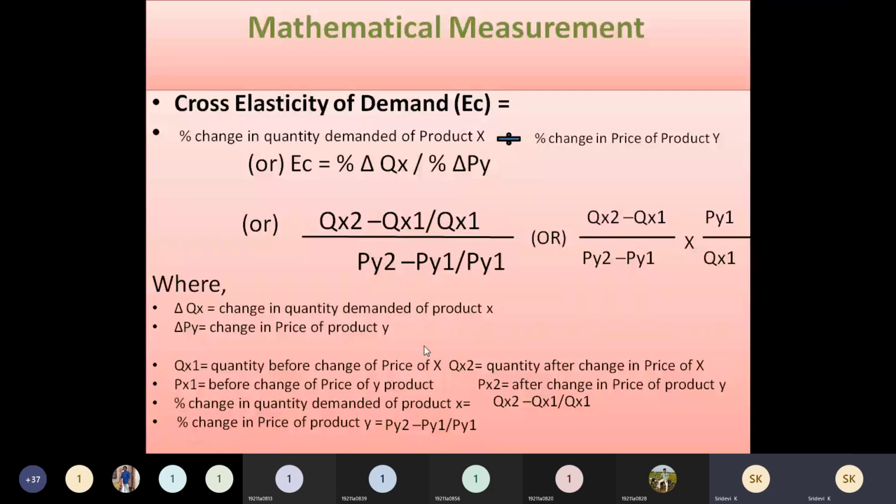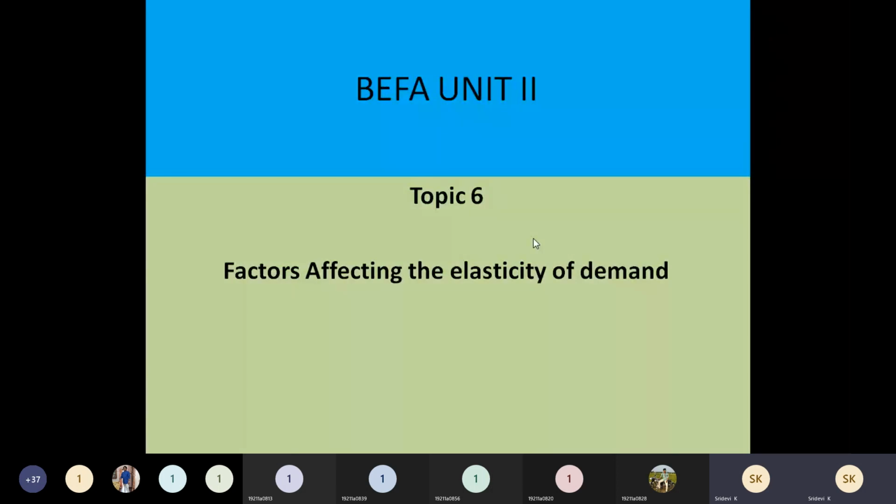Shall I explain the factors affecting the elasticity of demand? How much time is it? 7 minutes more we have. As we have factors affecting demand, in the same manner we will have factors that affect the elasticity of demand. One factor is the nature of commodity. Nature of commodity means, based on the importance of the commodity, we can divide them into three categories: necessary products, comfort products and luxury products.